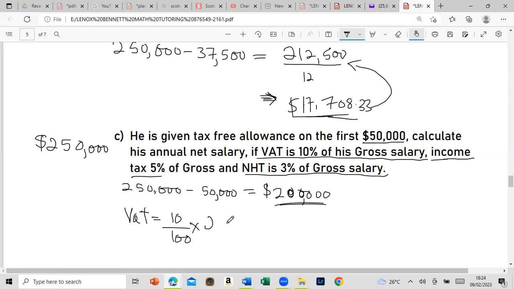Somebody with a calculator, just work with me, please. Because I don't have my calculator anymore. I don't know.